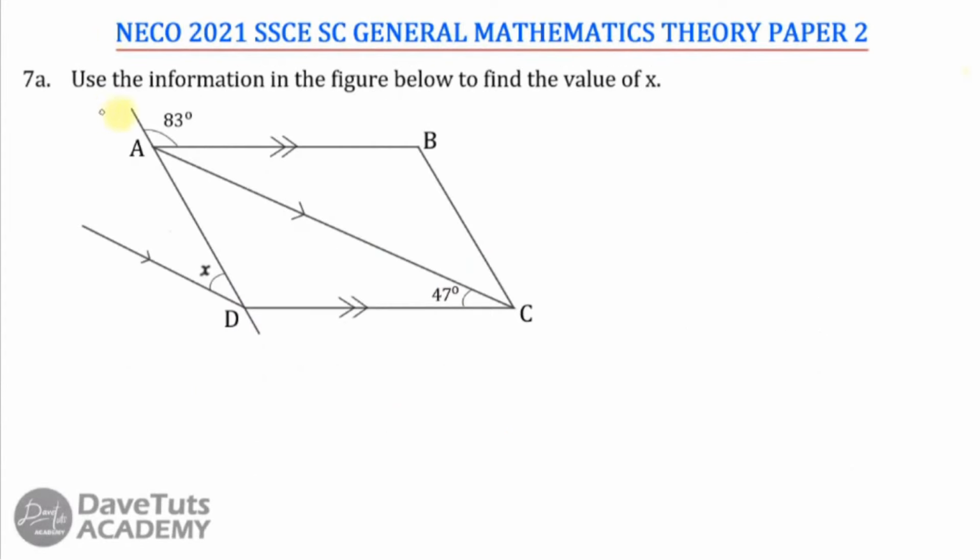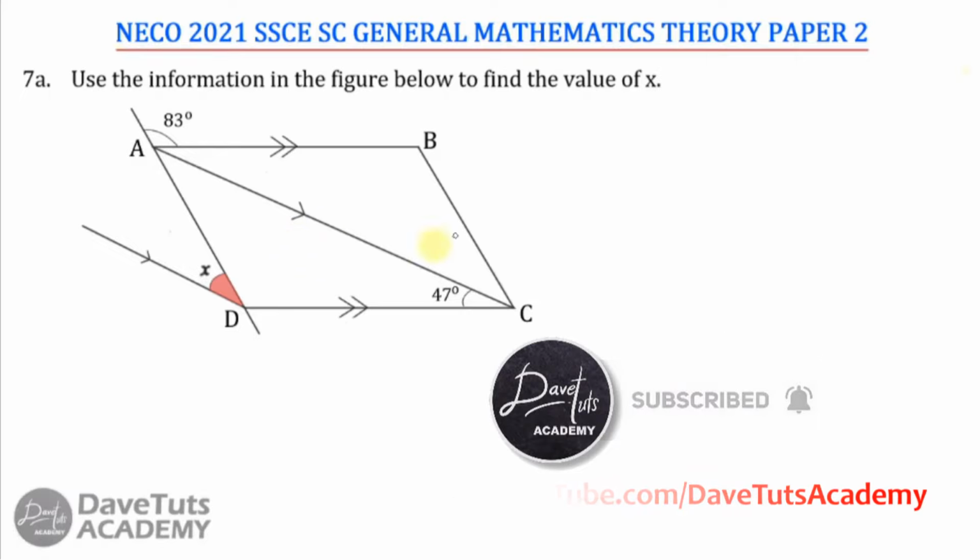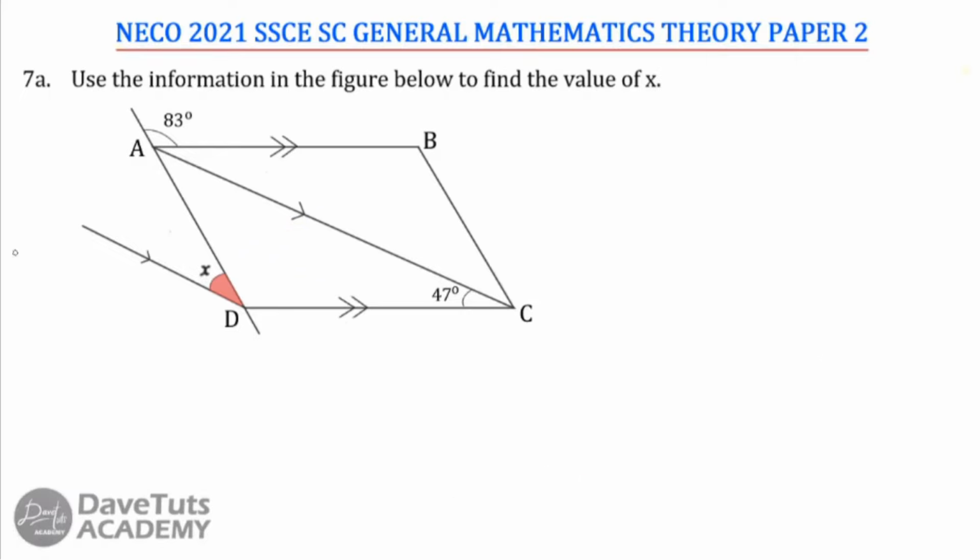In this question on parallel lines and the intercept, we are asked to use the information in the diagram to find the value of x as shown here. So this is what we are looking for, that is x. And looking at this diagram, we can make use of understanding of corresponding angles and alternate angles, whichever one will be suitable for us to try and solve this question as appropriate.